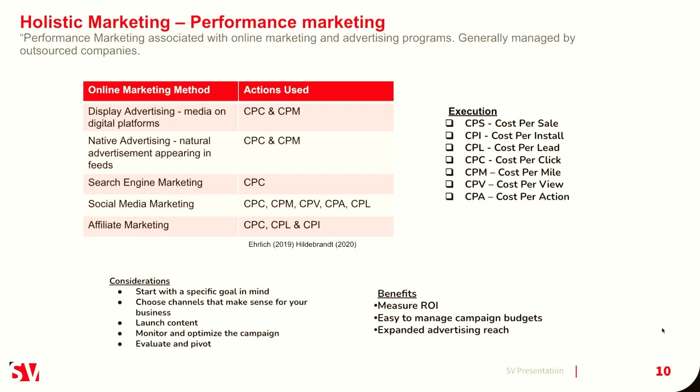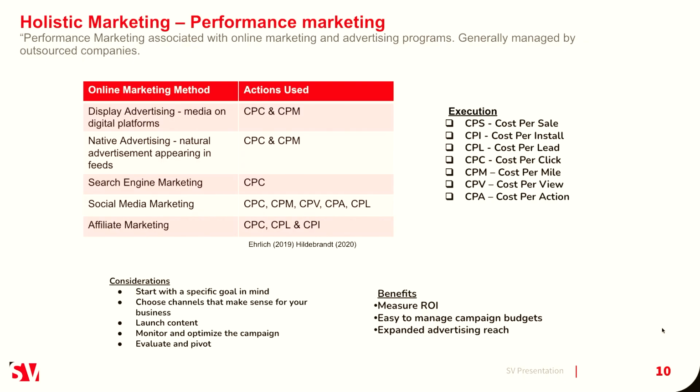There's multiple ways that you can do performance marketing. For example, displaying advertisements on media platforms, search engine marketing, social media marketing, affiliate marketing. And they do different ways where they can monitor how many leads you get from clicks on certain advertisements, how much a cost per sale will equate to, etc.